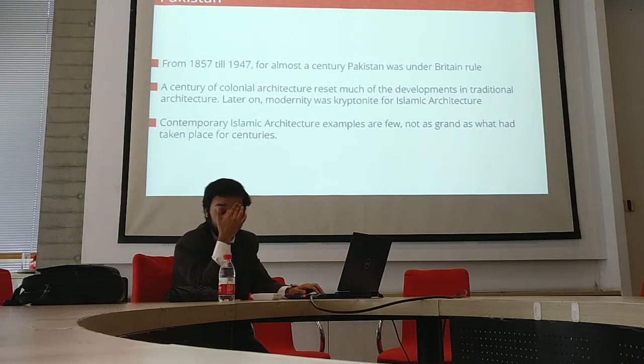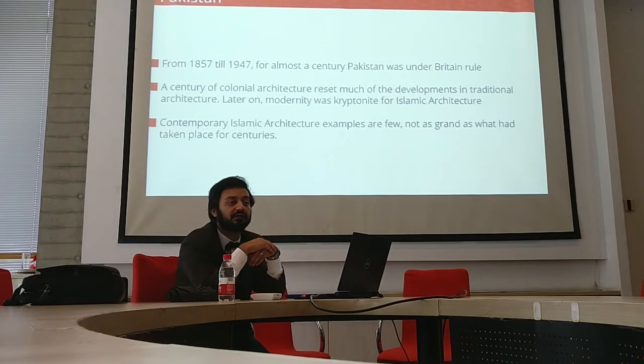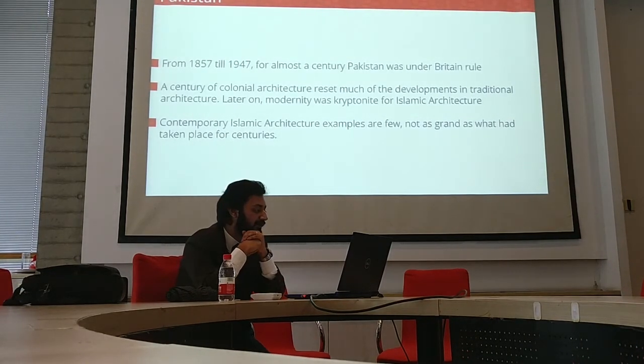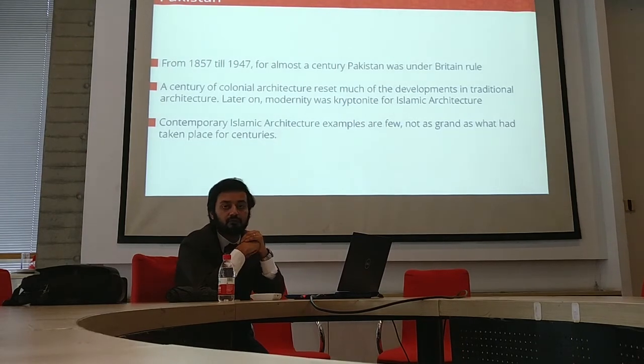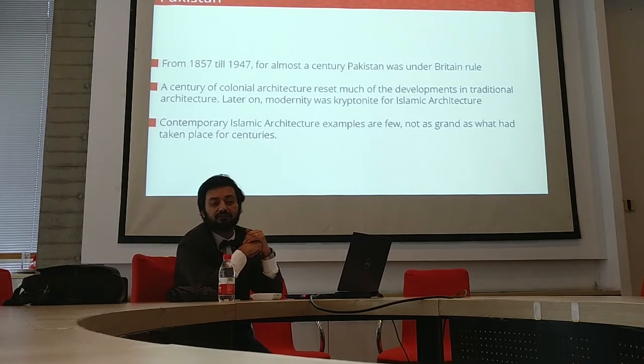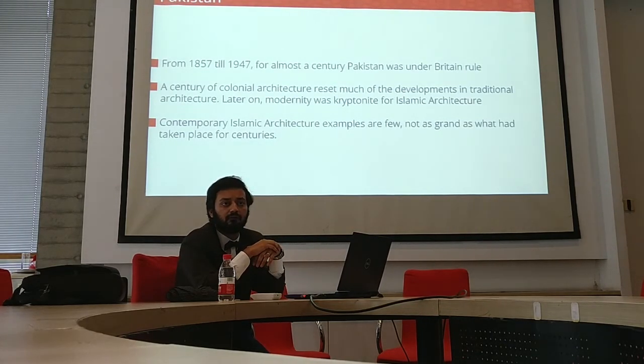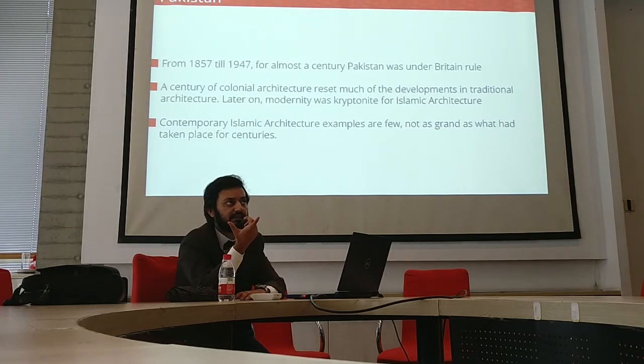But then in 1857, the British colonized Pakistan, and that's where the Islamic tradition declined at a very fast pace, because the government system was now completely changed. So of course the British were the major decision makers of what needs to be built and what needs to be skipped. And they pretty much ruled for almost a century. So Pakistan basically got free from colonial rule in 1947.